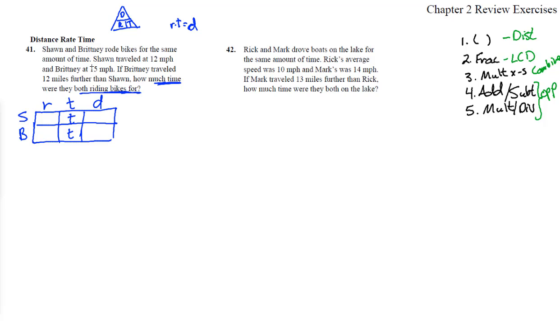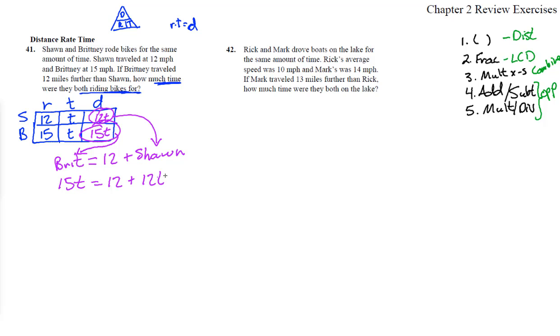It says Sean traveled at 12 miles per hour, Brittany at 15. Stop. Fill out the table. This is 12 times t, which has to be this distance. 15 times t has to be this distance. Now we know what these are. Let's see what it says about how they relate. It says Brittany, this one right here, traveled 12 miles further than Sean. Let's put this in. Brittany traveled 15t. We know that's her distance. That's 12 more than Sean traveled, 12t.